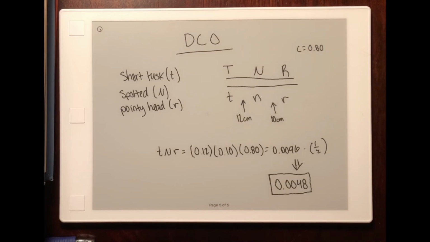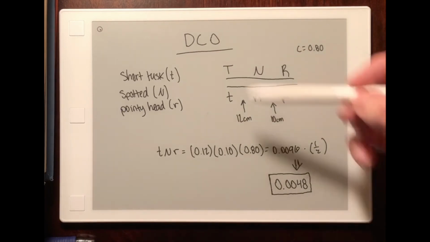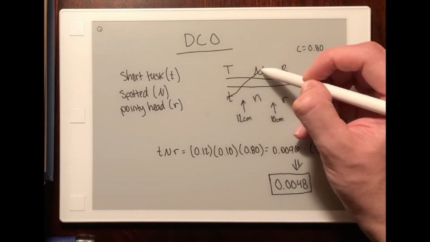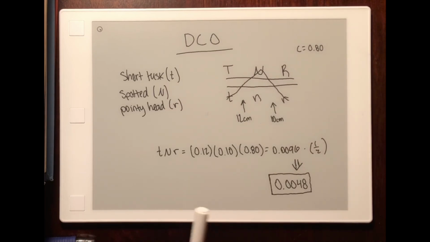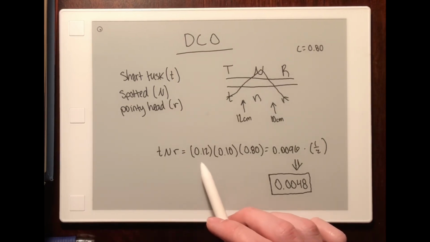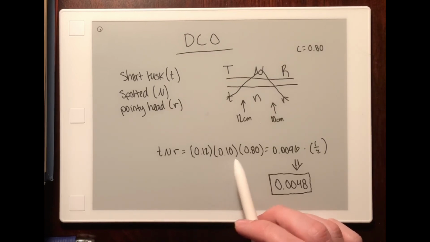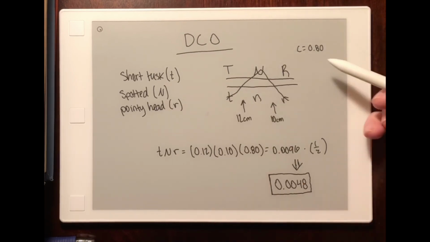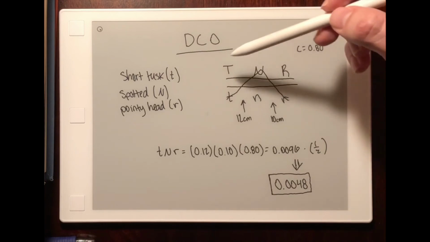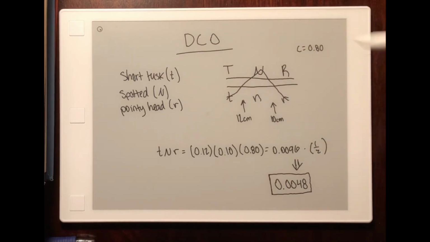If we look at a double crossover event, so let's say we want a short tusk, spotted, pointy-headed gamete, so that would be represented by that. This probability would be calculated by finding the probability of a double crossover event, which would be the distance at the first position times the distance at the second position times the coefficient of coincidence. And then again, there are 2 different gametes that can be produced by a double crossover, and we only want one of them. So we need to then multiply that by 1/2 to get your final probability of 0.0048.